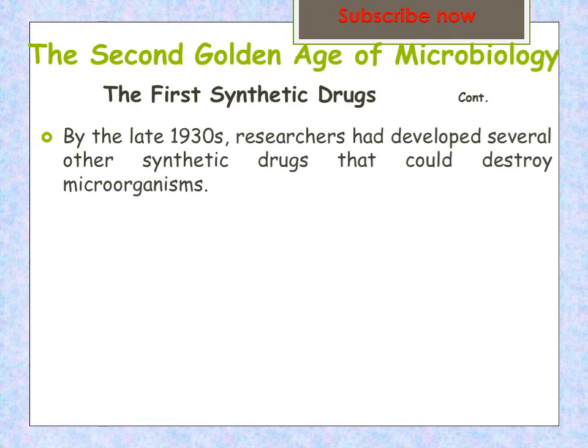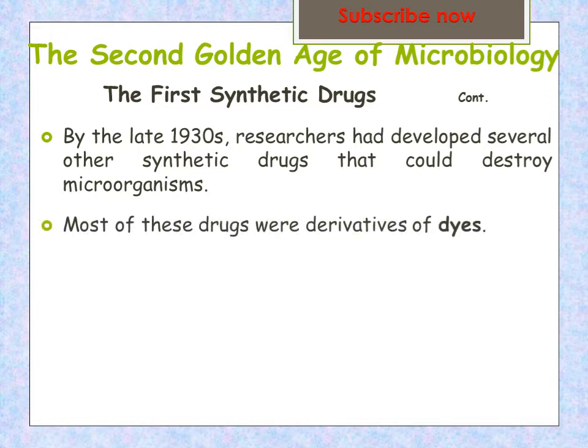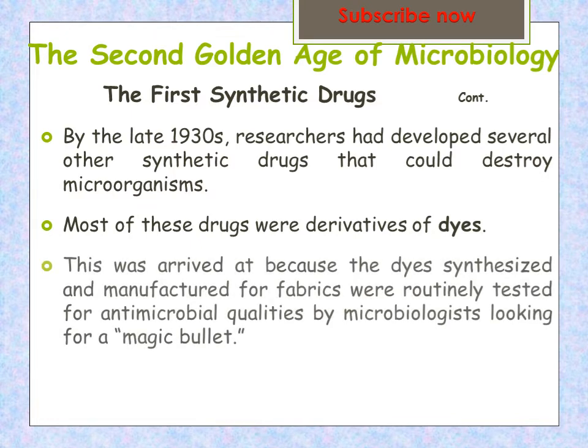Most of these drugs were derivatives of dyes. This was arrived at because the dyes synthesized and manufactured for fabrics were routinely tested for antimicrobial qualities by microbiologists looking for a magic bullet. In addition, sulfonamides, the sulfur drugs, were synthesized at about the same time.